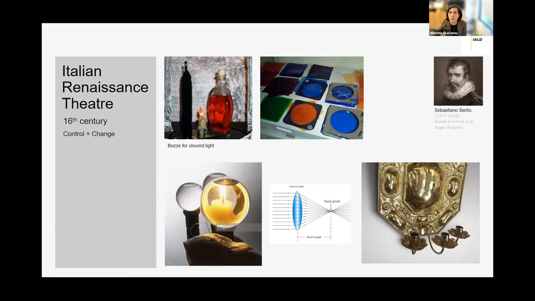differentiating between the subjects. So Sebastiano Serlio is the one who introduced colored light for the first time. And he did that by taking bottles, which could be rather convex or concave, and he would fill them with wine and then put a flame behind that. So that would create either light red or dark red. Or in his treatise, he also mixes other colors to achieve what we achieve today with gels or with colored LEDs.